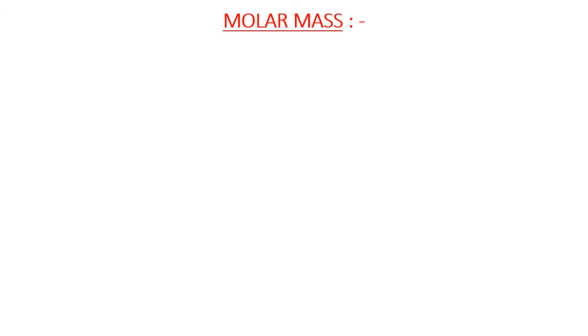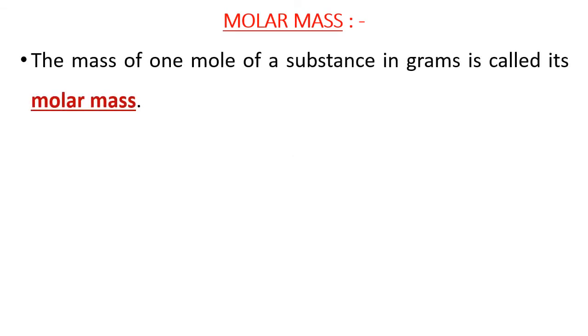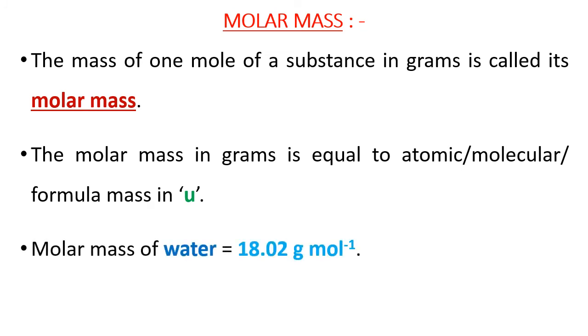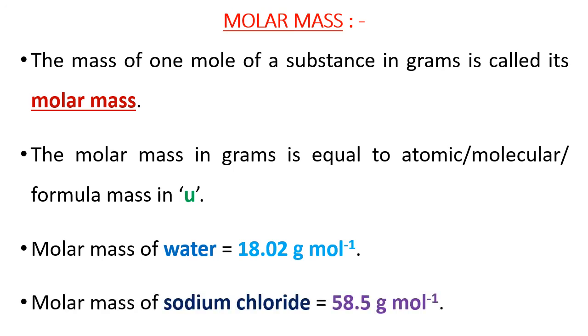Let us know about molar mass. The mass of 1 mole of a substance in grams is called its molar mass. The molar mass in grams is equal to the atomic or molecular or formula mass in unified mass. Molar mass of water is equal to 18.02 gram per mole. Molar mass of sodium chloride is equal to 58.5 gram per mole.